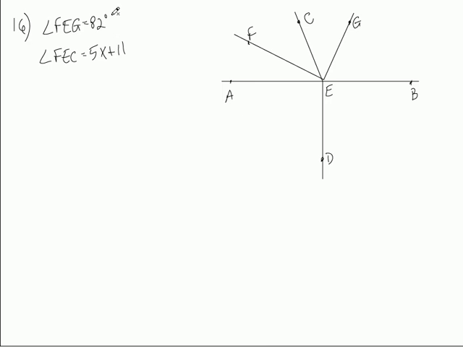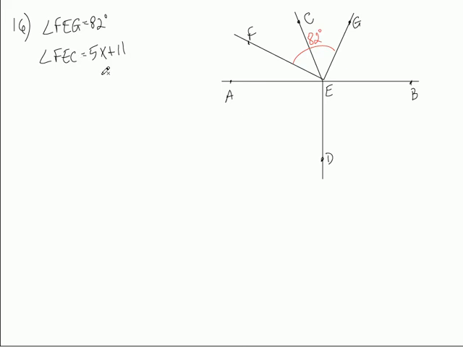So we don't automatically do that. We come and look at the picture and we set this thing up. Let's go different color just so it stands out a little bit. FEG is 82. Let's find it. Here's angle FEG. That's this whole big angle right there, right? That whole thing is how much? 82 degrees. And they also tell you FEC.